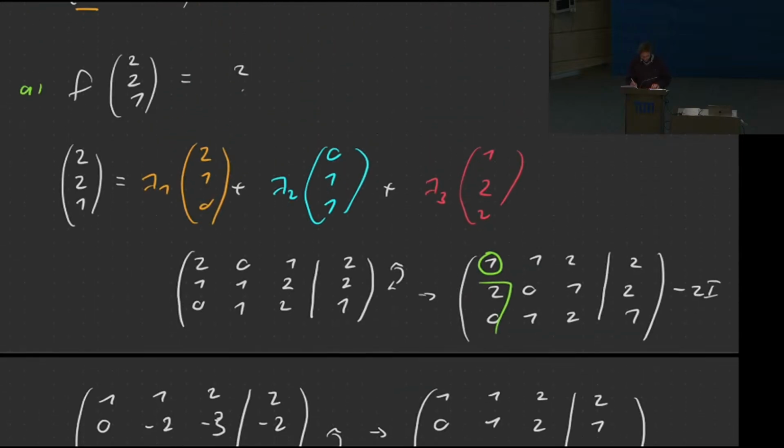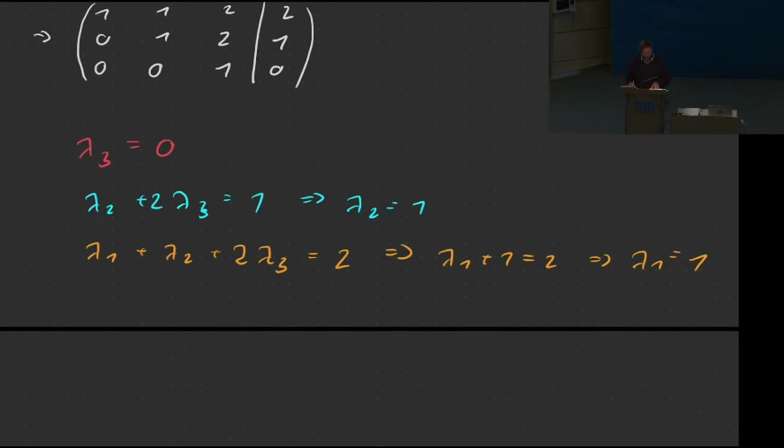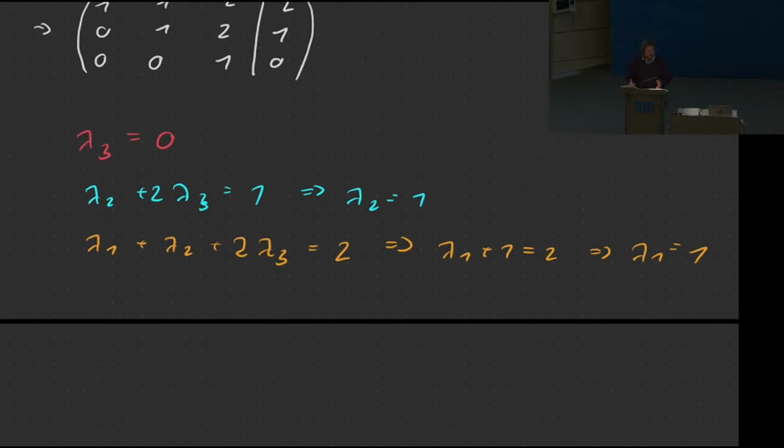And for lambda 1, that was orange. For lambda 1, I get the equation from the first row, lambda 1 plus lambda 2 plus 2 lambda 3 is 2. Again, lambda 3 is 0, lambda 2 is 1, so that means I get lambda 1 plus 1 is 2. And that means lambda 1 is 1. Okay, so in other words, I have determined the coordinates of this vector for the basis B, and those are 1, 1, and 0. And now I can use that to compute the image I want.